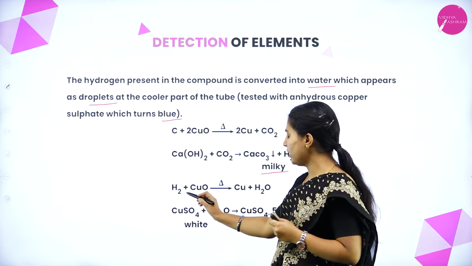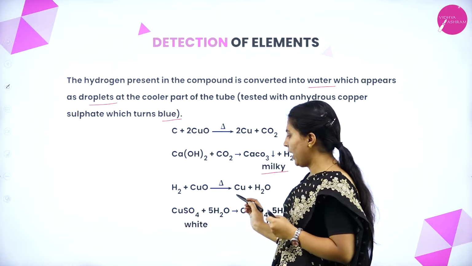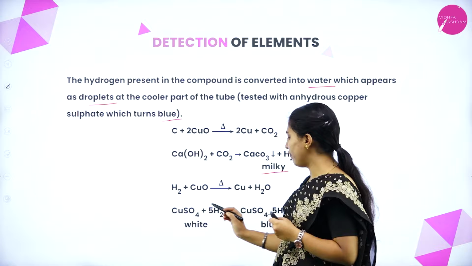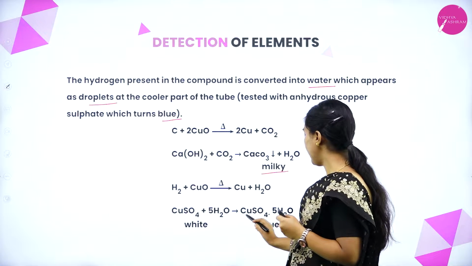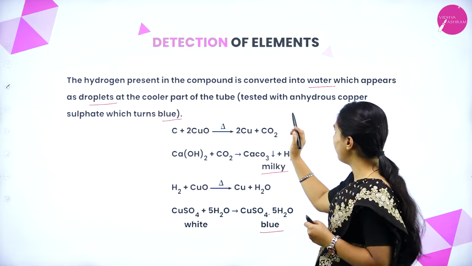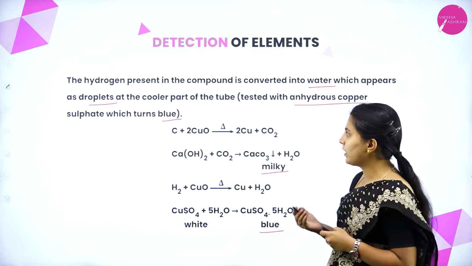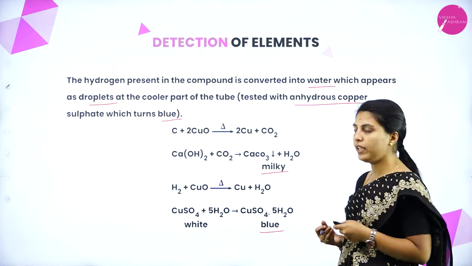And this is hydrogen treated with cupric oxide, giving copper and water. And if we treat it with cupric sulfate, the water turns it blue in color. That's what they have told. If we treat it with copper sulfate, it turns blue. That is how the carbon and hydrogen will be detected.